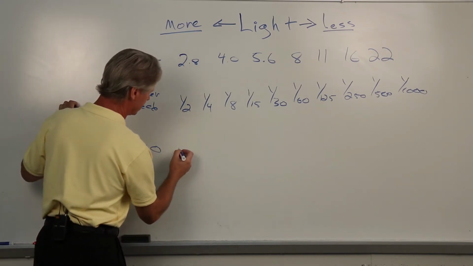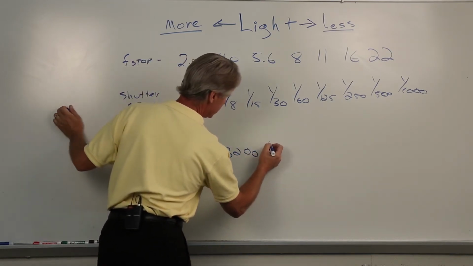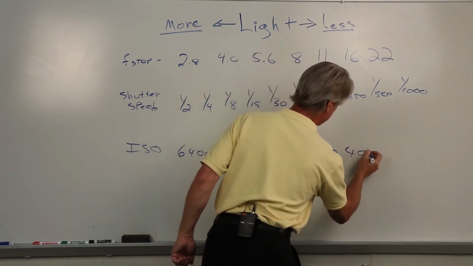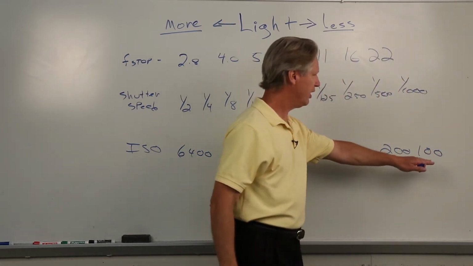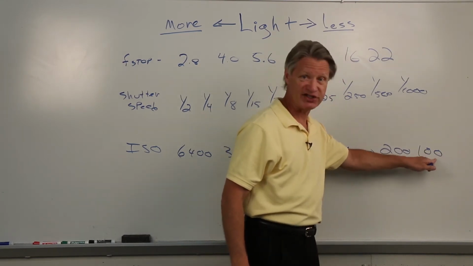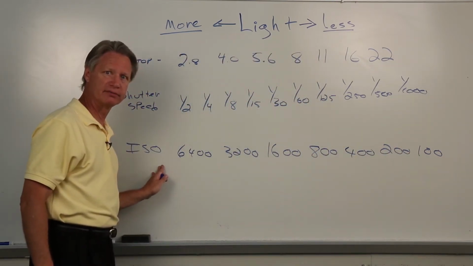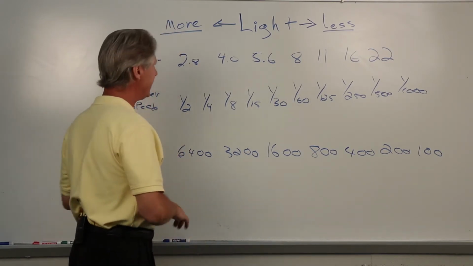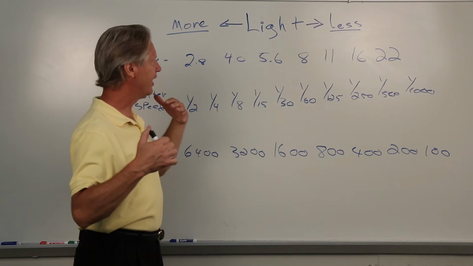And our ISOs, we're going to go 6400, 3200, 1600, 800, 400, 200, and 100. Now a few of the professional cameras will let you shoot at ISO 50. So that's again just half. And most of your cameras will go above 6400. Remarkable.